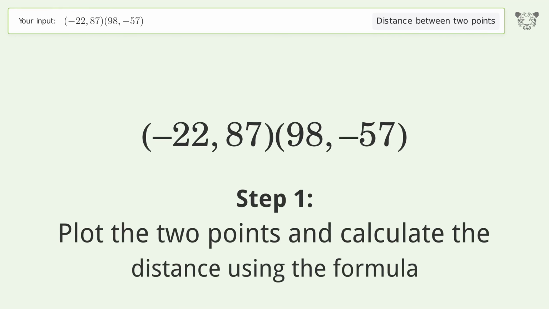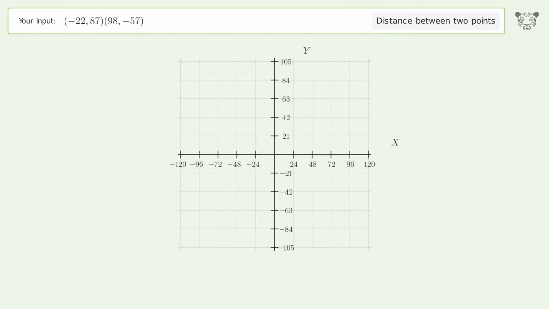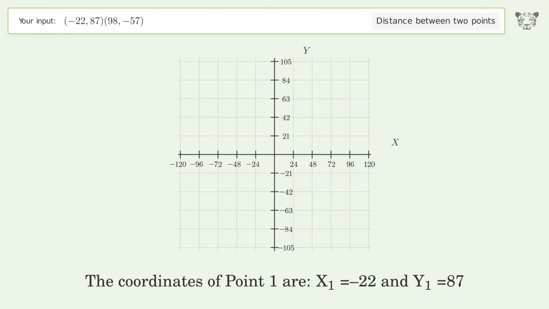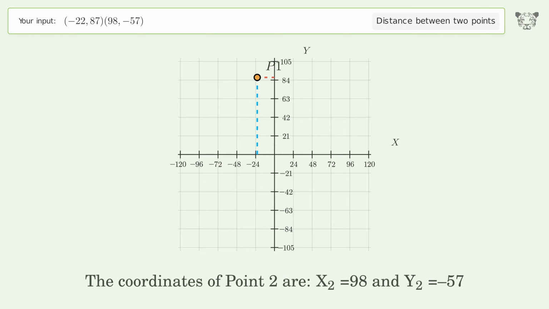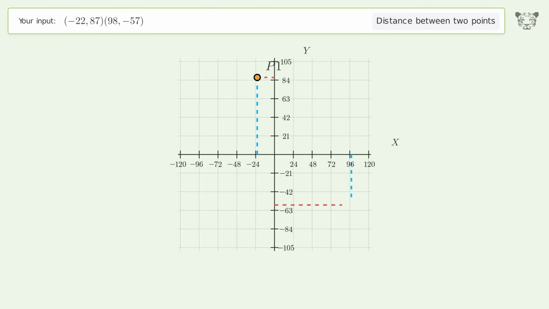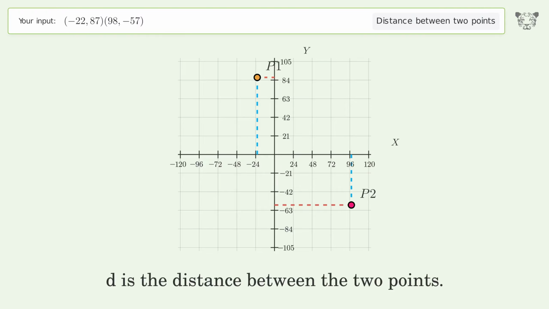Plot the 2 points and calculate the distance using the formula. The coordinates of point 1 are x1 equals -22 and y1 equals 87. The coordinates of point 2 are x2 equals 98 and y2 equals -57. D is the distance between the 2 points.